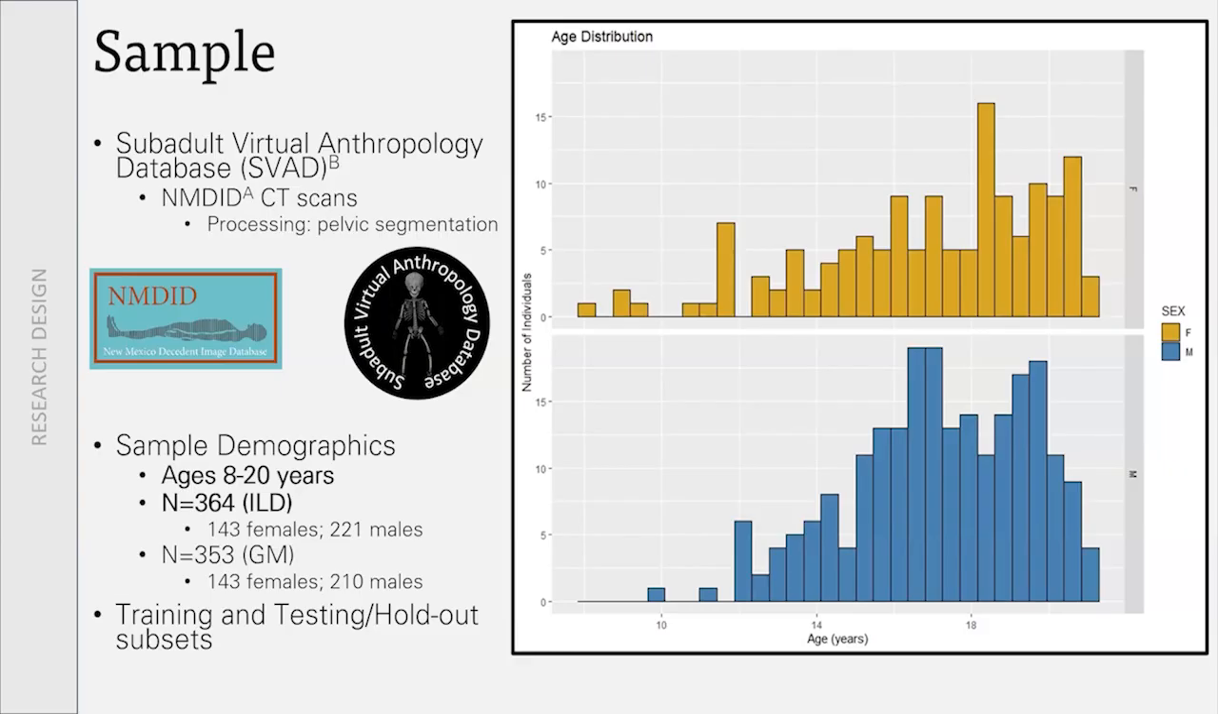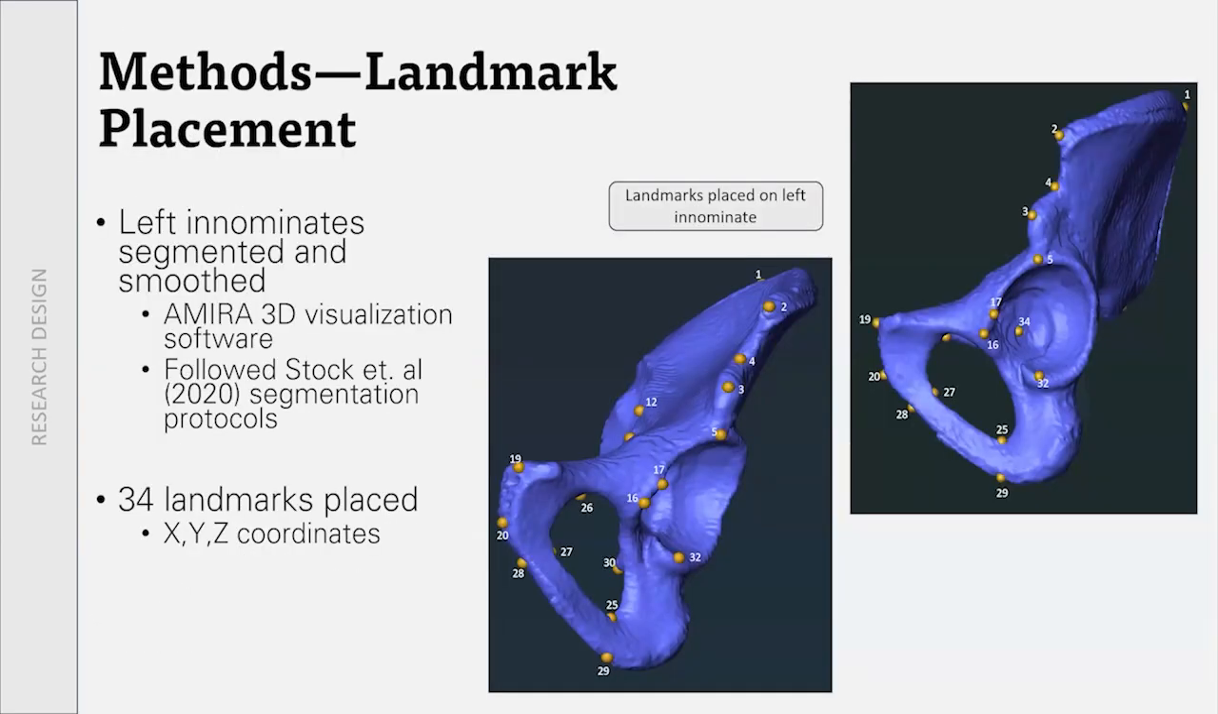All of the CT scans were processed, and the pelvic elements were isolated and segmented to produce the 3D surface models. Once the pelvic surface models were produced, virtual landmarks were placed on all of the left innominates when available using the Amira software. 34 pelvic landmarks were placed. Depending on the stage of fusion, that number does change. X, Y, and Z coordinates were extracted for each landmark and used for all of the following analyses.